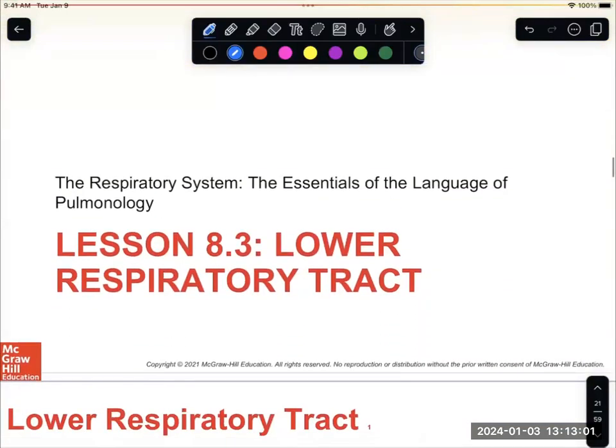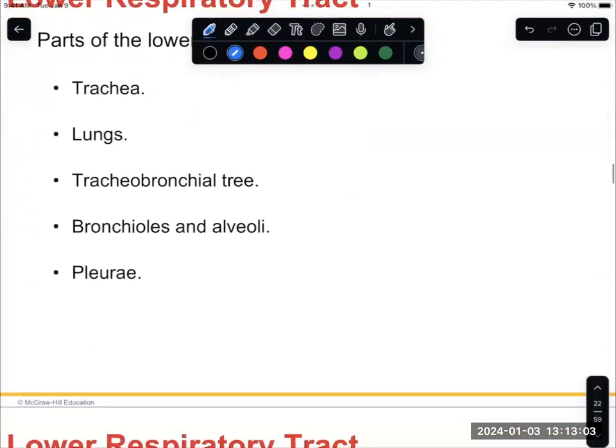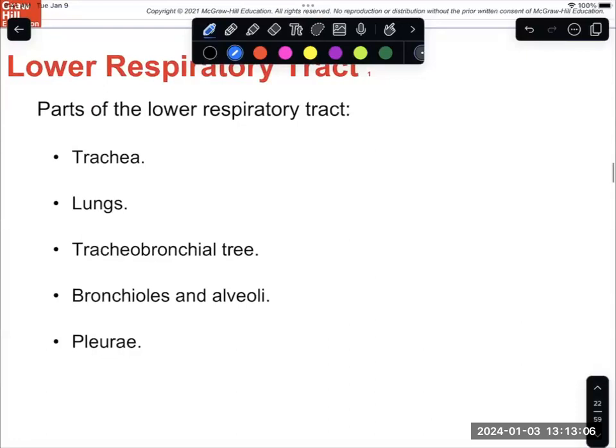Lower respiratory tract. So that lower respiratory tract consists of the airways that have two main functions. One of those functions is to transport oxygen to the blood capillaries, and the other is to transport carbon dioxide from the blood capillaries. So that exchange of these gases with the blood capillaries is accomplished by the alveoli, those really small air sacs that look like a bunch of grapes.